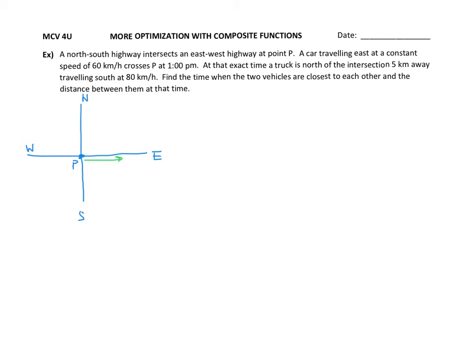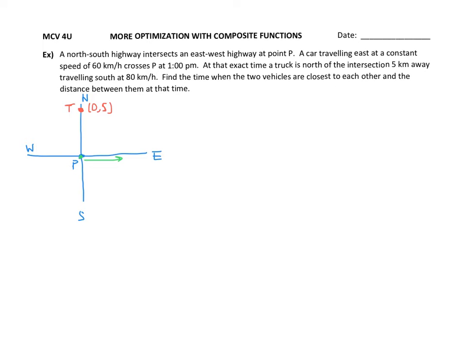At that exact same time, so at 1 o'clock, when the car is at the origin, there is a truck, and the truck is north of the intersection 5 kilometers away. Okay, so I'm going to put T for truck right here. Initially the truck is here. Initially the car is at the origin. Now, in terms of ordered pairs, that car would be initially at 0, 0, and the truck, if it's 5 kilometers away, is going to be at the point 0, 5, if we think of this as a Cartesian plane. So that's where we begin.